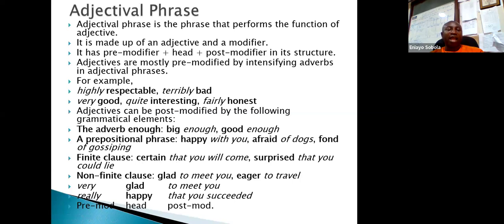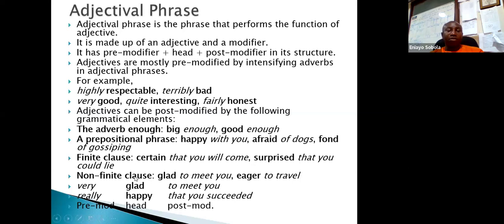Surprised that you could lie. I am surprised that you could lie. That you could lie is a clause. It's a finite clause post-modifying the adjective surprised.